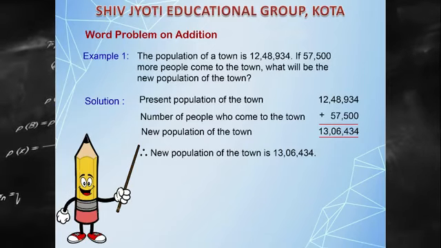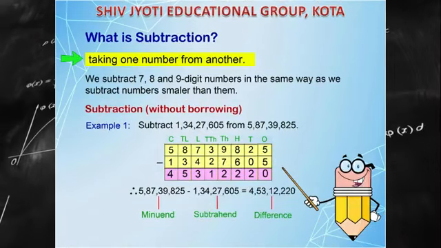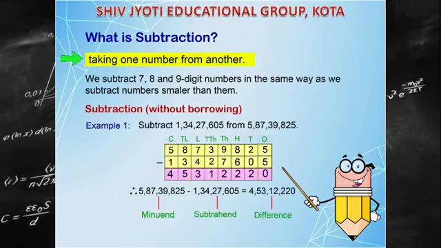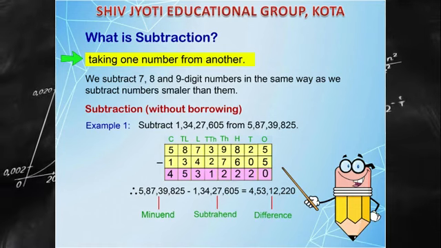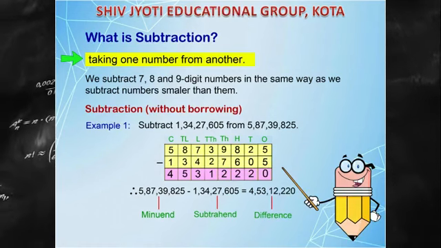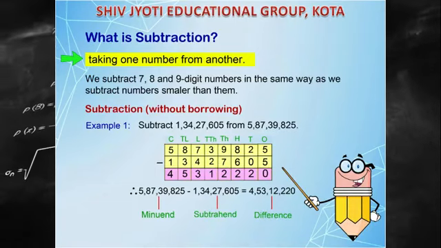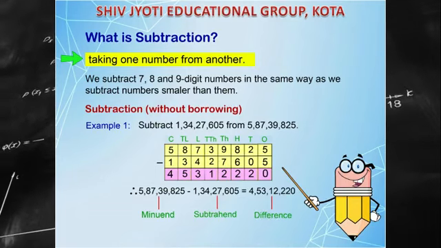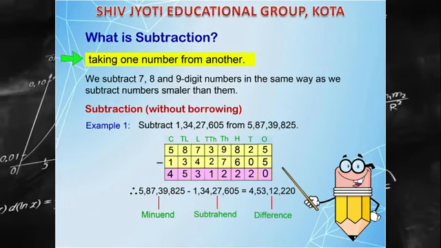Now, we are coming to the next operation, subtraction. What is subtraction? Subtraction is taking one number from another. We subtract 7, 8 and 9-digit numbers in the same way as we subtract numbers smaller than them. Now, we start with the subtraction without borrowing. Let us subtract 1,34,27,605 from 5,87,39,825.